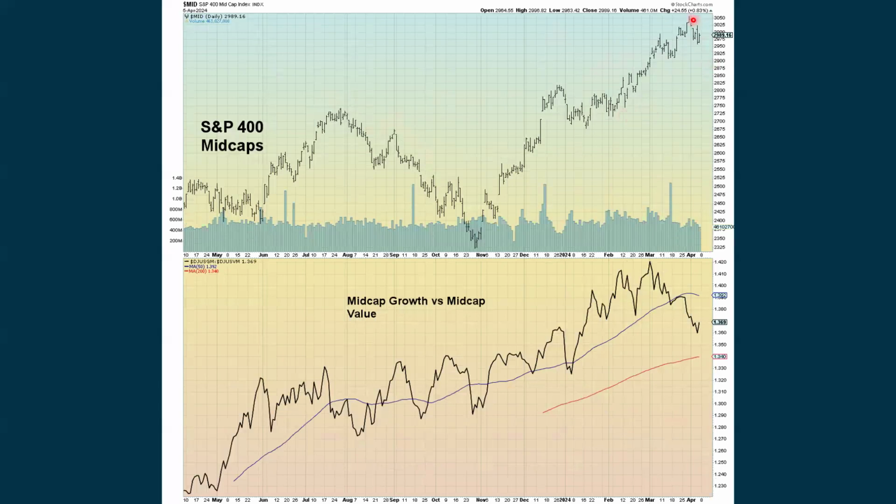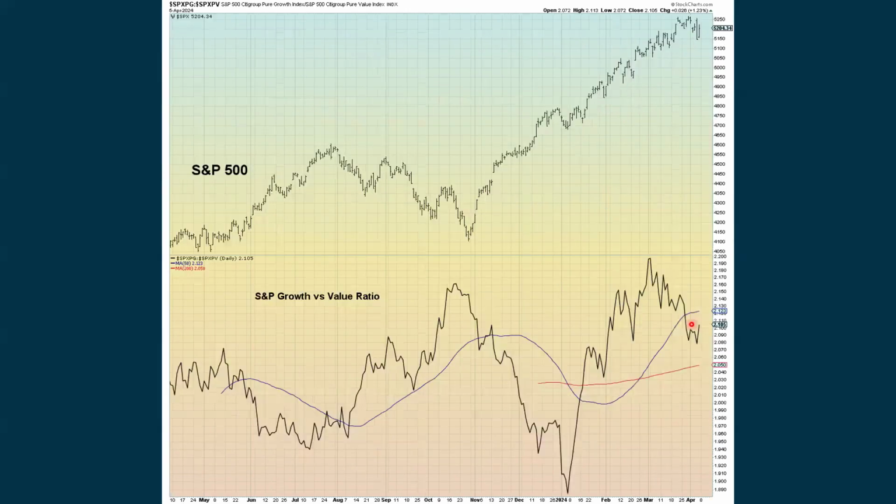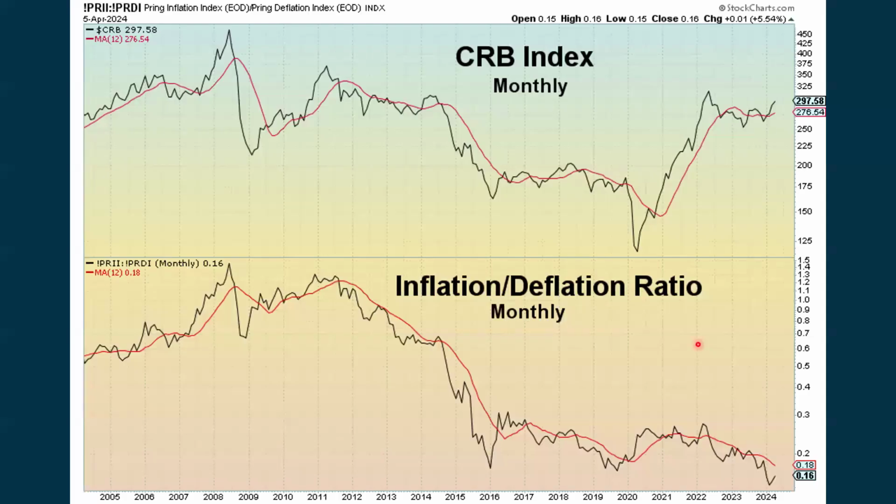The mid caps, coming off of a recent all-time high, also showed that mid-cap growth is outperforming mid-cap value, even though this ratio has been pulling back lately. This is the one that we focus on for the S&P, where growth is outperforming value, but it has been falling back lately. Then we keep an eye on inflation. This is a monthly chart, the CRB index on top, where it's starting to go back up. It's above its moving average.